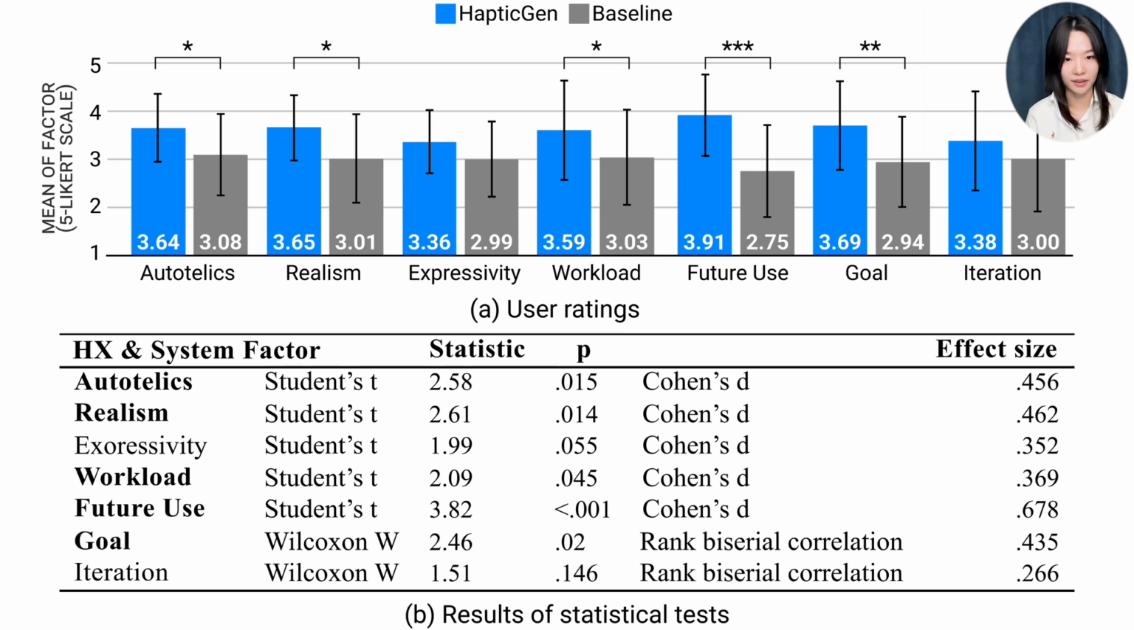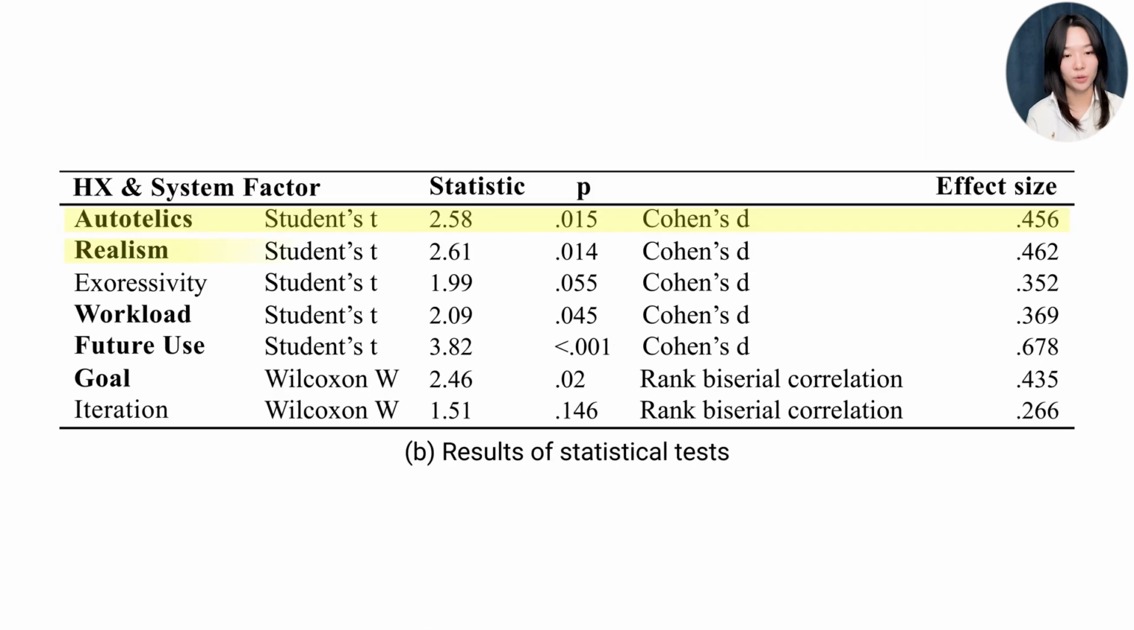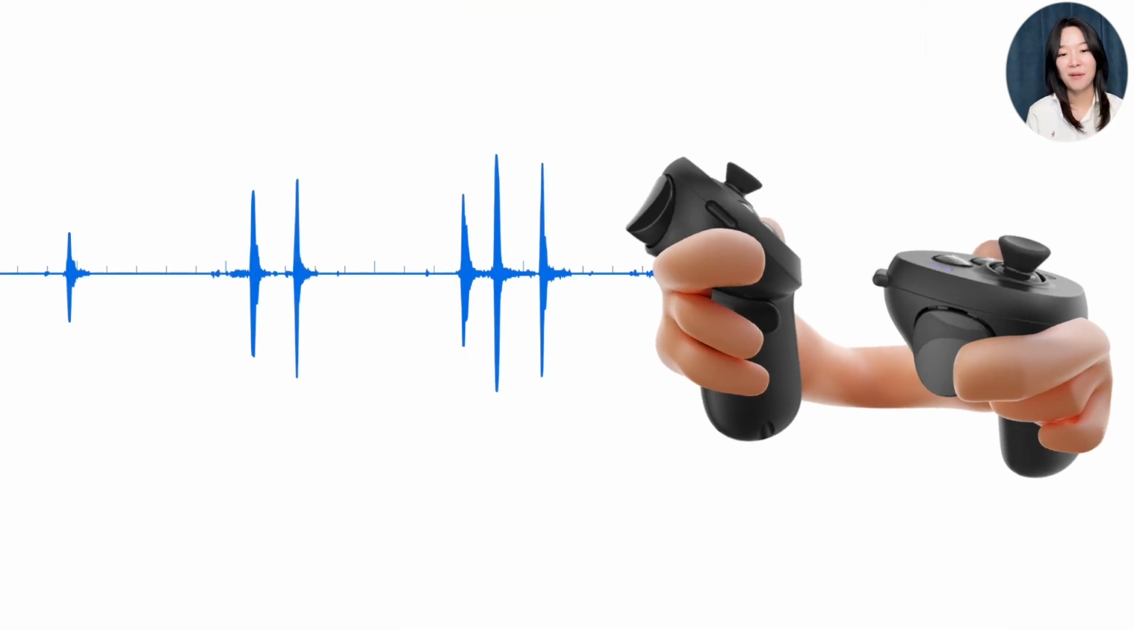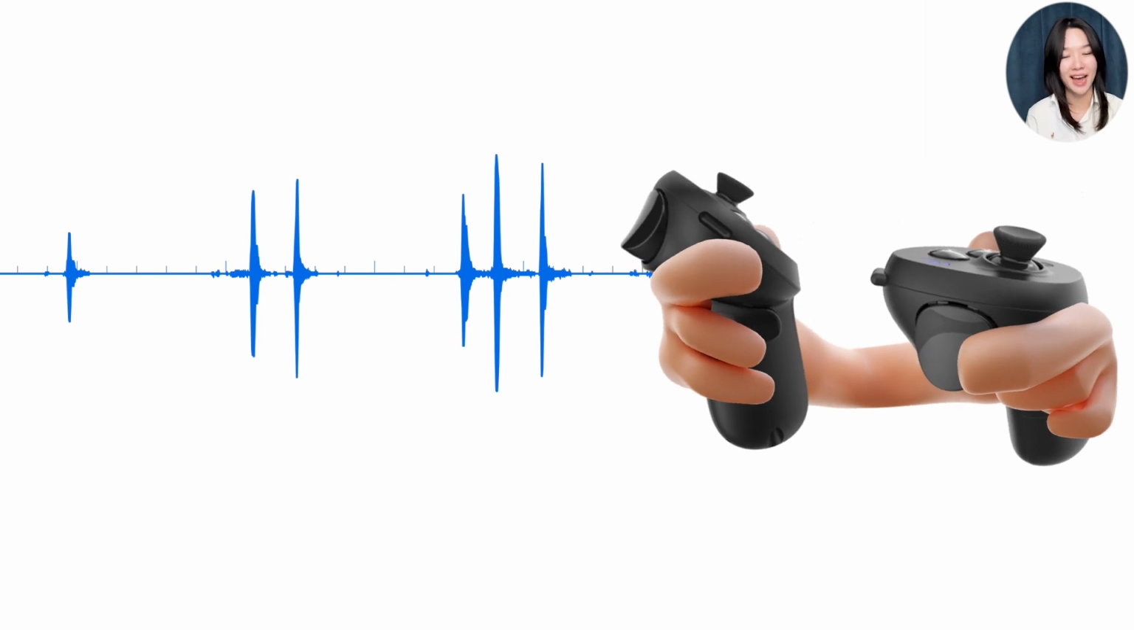Participants actually rated our system significantly higher than the baseline in several key metrics like autotelics, realism, workload, future use, and goal. It shows clear benefits of using HapticGen. So in conclusion, our model HapticGen produced more natural and nuanced vibration than the baseline. I'd say HapticGen marks a step forward in AI-driven haptics. Integrating text-to-vibration generation, user feedback, and large-scale data makes haptic design more intuitive and more efficient.